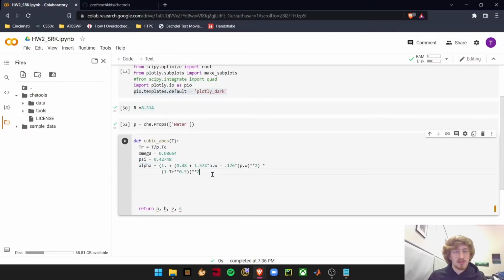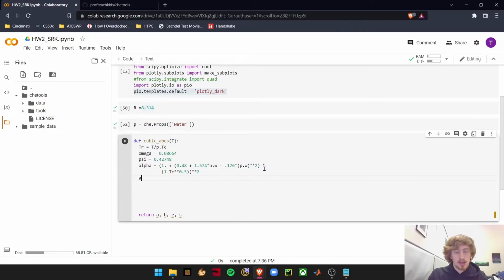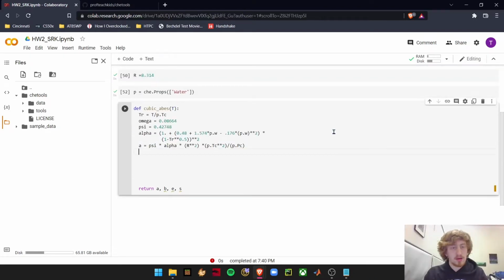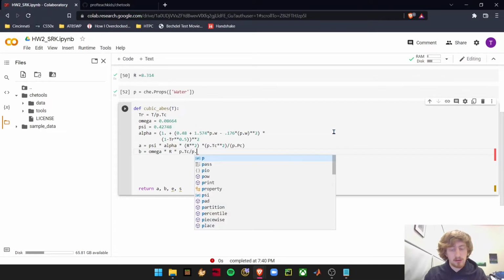So next up, we need to calculate our parameter A, and A is equal to psi times our alpha times our R value squared, which we brought in all the way up in the beginning, and then times our critical temperature, also squared. And then all that divided by our critical pressure. And then we can define our B value, or our excluded volume, as omega times our R value times our critical temperature, all divided by our critical pressure.